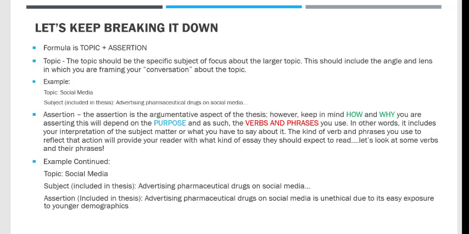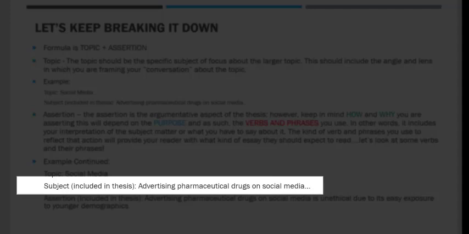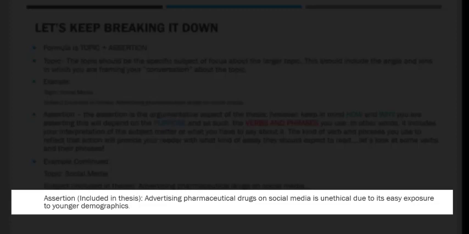We are continuing on with, we already established our topic, but now we want to add our assertion, okay? So what I did here is I used the word is, and is a very powerful word. Even though it's small, it's mighty, which means in many cases when we use the word is, it acts as an equal sign. So on the left, we have what we're talking about, and on the right of what comes after is what we're saying it's equal to, or what its cause or the effect, depending on how we're making our statement. So we have: advertising pharmaceutical drugs on social media is unethical due to its easy exposure to younger demographics.